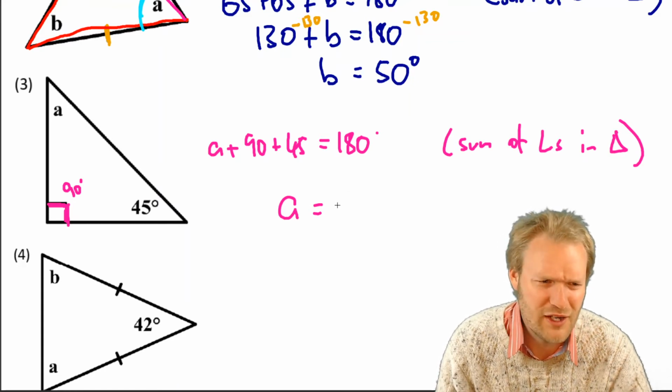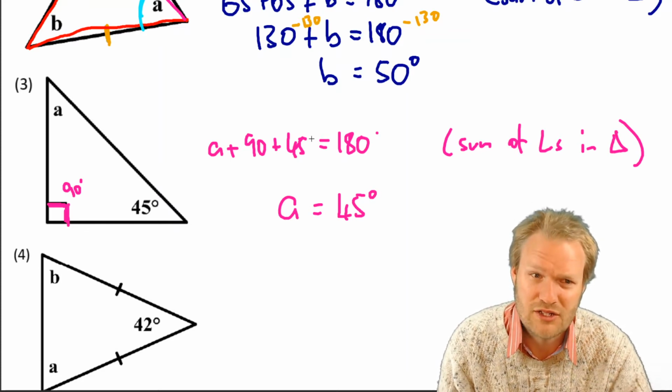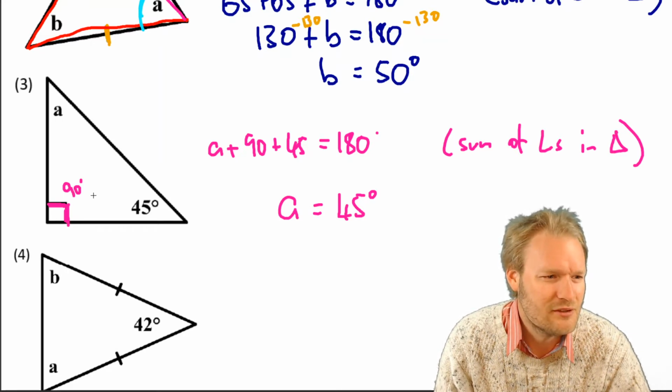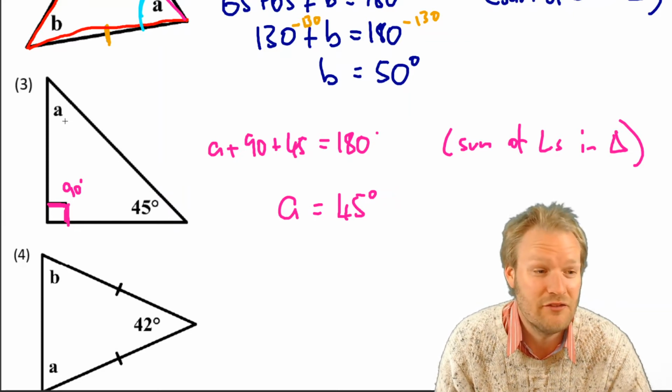What are we left with? 45. That seems to make sense. 45, because I worked it out from the equation. Or I've gone, well, if that's 90, these two together must make 90. So that must also be 45.